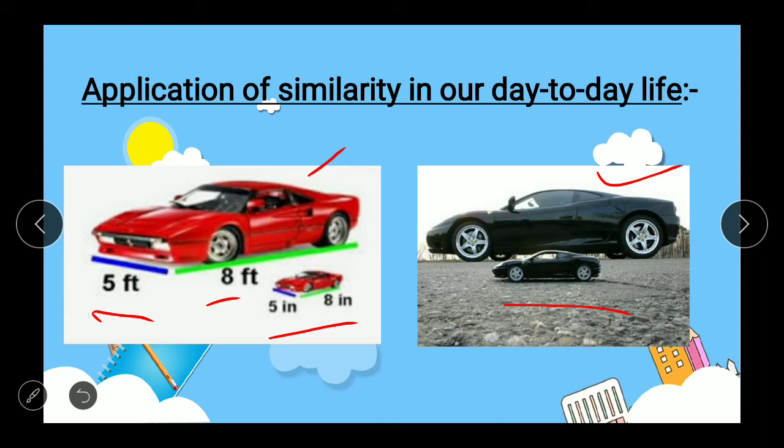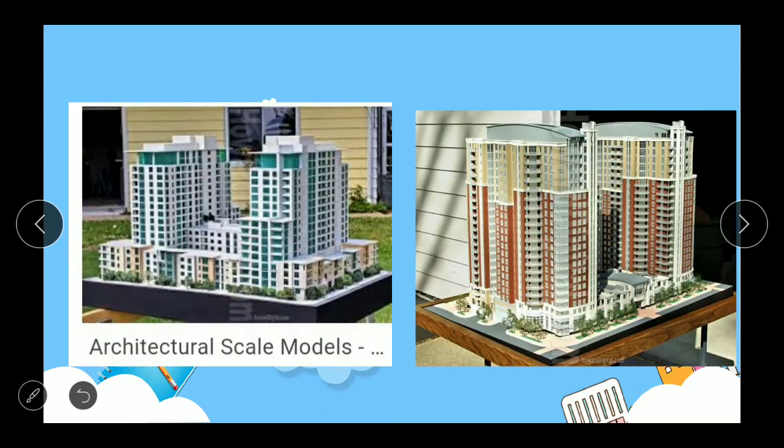Students, can you say what happens if the size is not reduced in the same proportion? Shape will also change, right? In the second picture also, the model of the car is reduced in the same proportion and the shape is also the same. Hence, these models and original cars are similar to each other. Here is one more example.